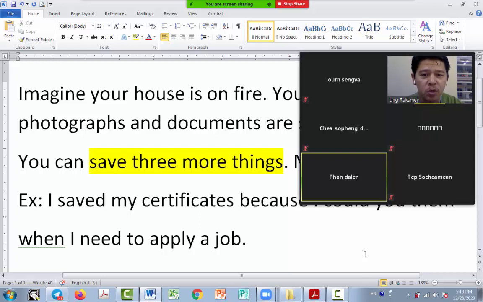So now imagine three things. Are you clear now, guys? Only three things. Give reasons why they are very important to you. The teacher will give you around 10 minutes to think about three things that are very important to you. If your house is on fire, you need to save them, and give the reason why those three things are very important to you.